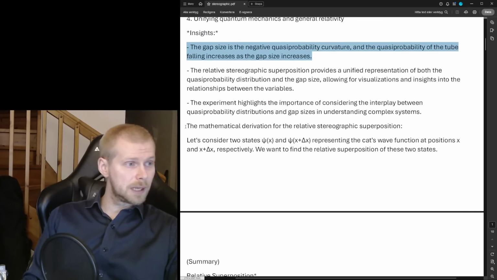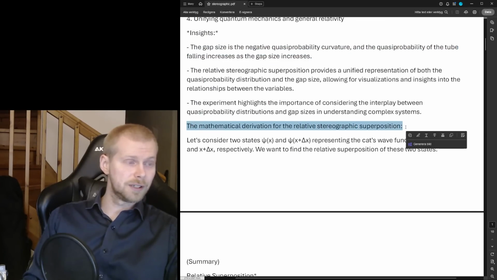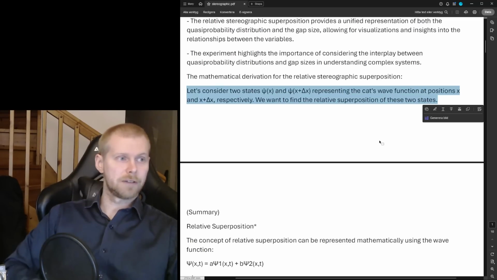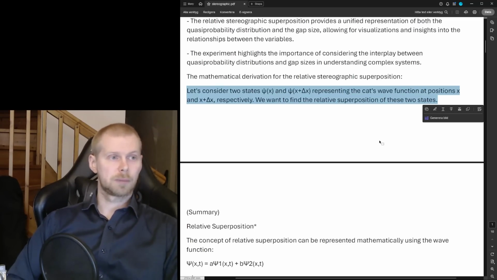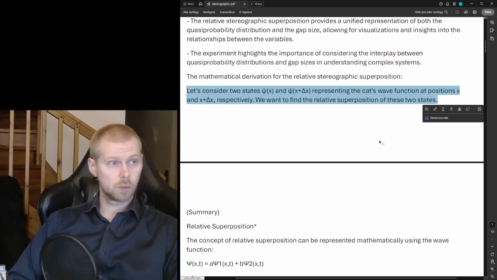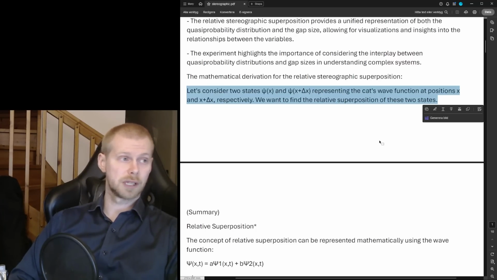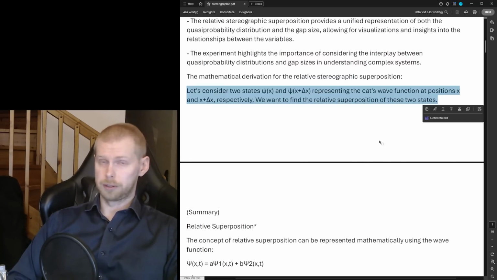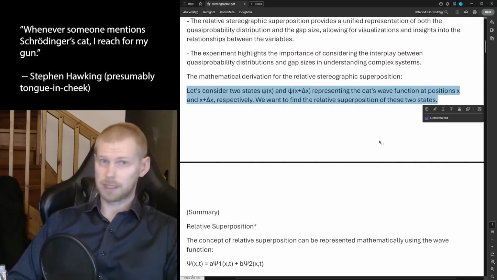The mathematical derivation for the relative stereographic superposition. Let the fun begin. Let's consider two states, psi of x and psi of x plus delta x, representing the cat's wave function at positions x and x plus delta x respectively. We want to find the relative superposition of these two states. What cat? You haven't mentioned a cat. Why are you talking about a cat? Please don't tell me you're talking about Schrodinger's cat. That has nothing to do with anything you've said so far.